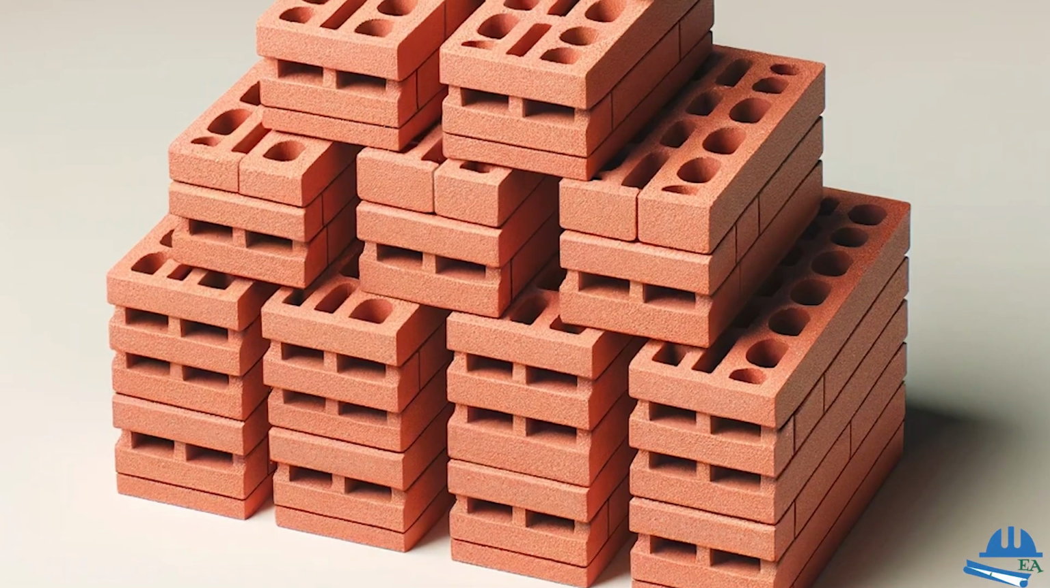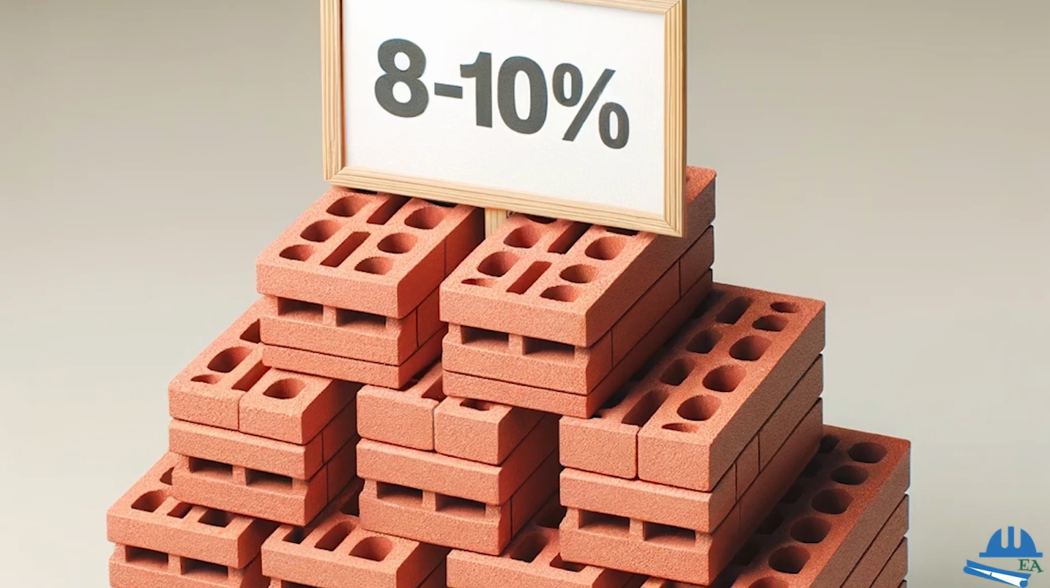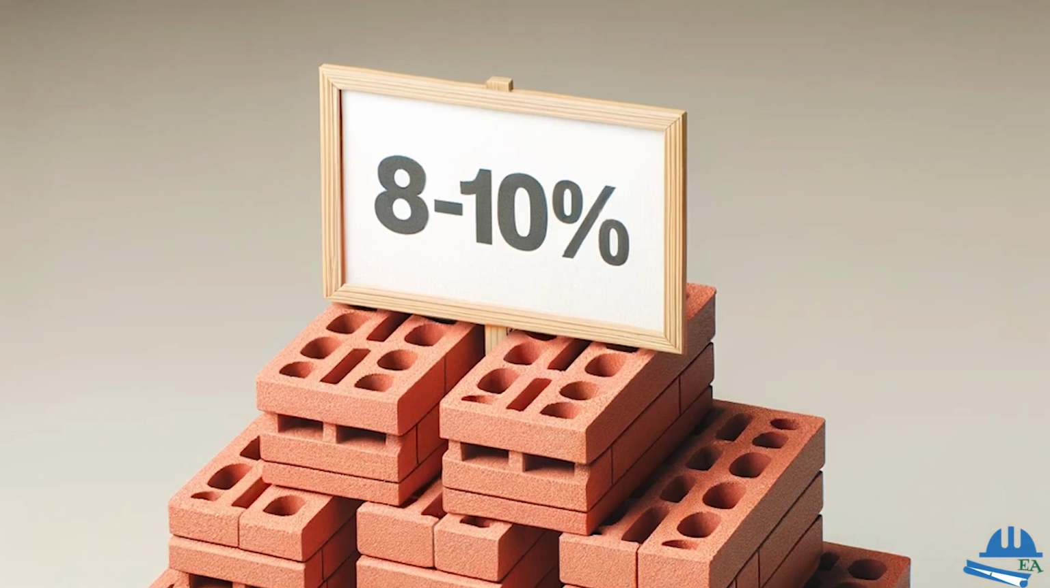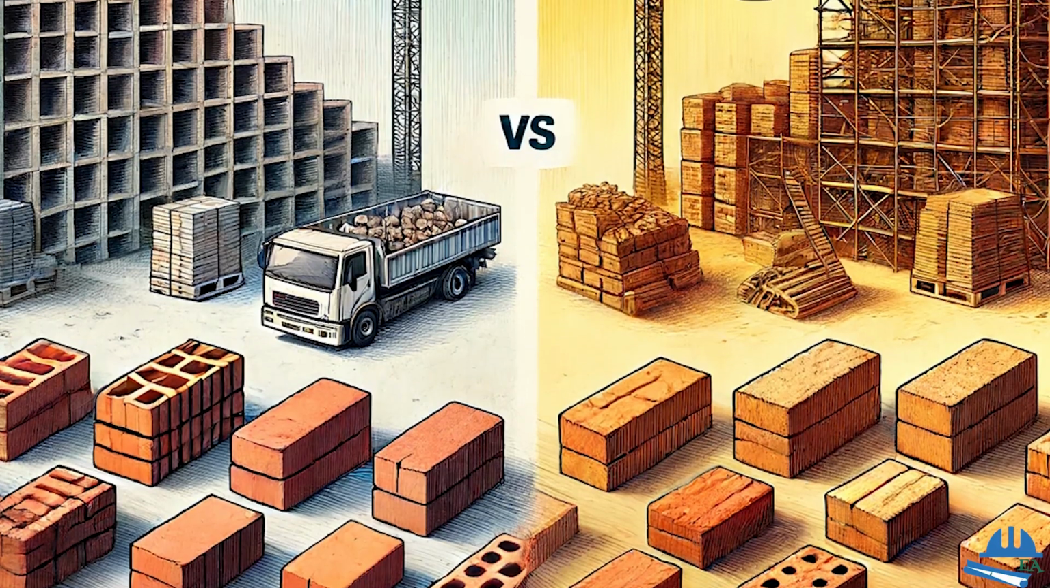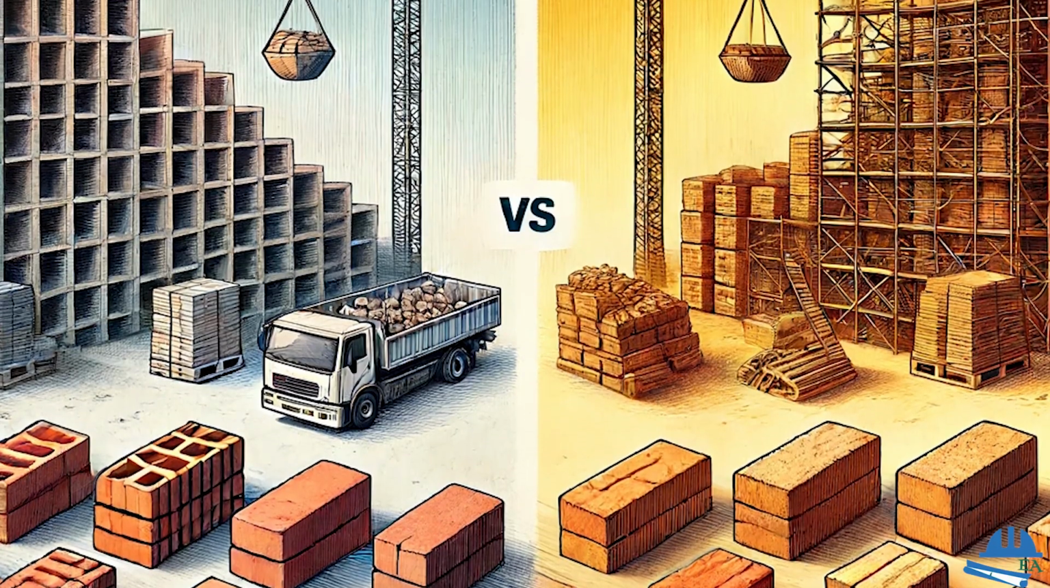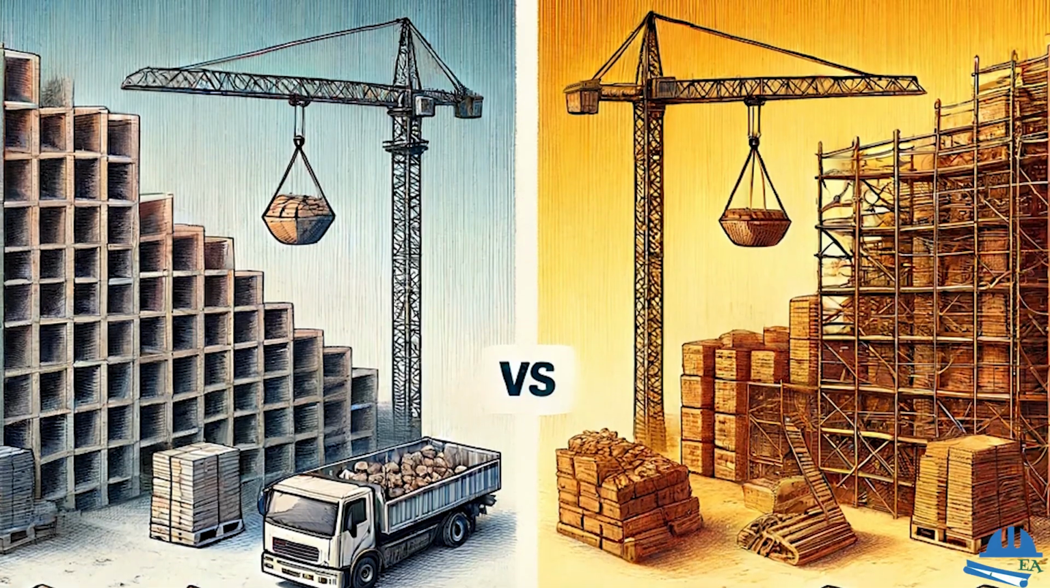Now let's talk about the bricks. So bricks used for the wall construction make up about 8 to 10% of the total cost, and also the type and quality of the bricks can affect this percentage. For example, if you are using a high quality brick, then the cost might be high, and if you are using an average quality brick, then the cost might be lower.